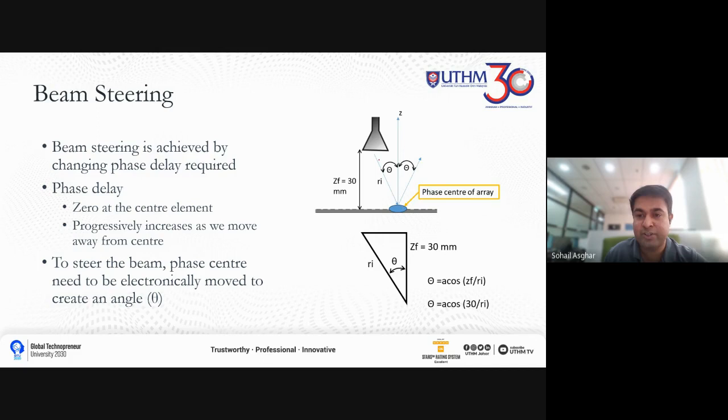So this theta will be our reflected steering angle. Here, this is the reflected angle from this direction to this direction. Our reflection will also cause an angle of theta. So simply by this, we can imagine a right triangle. Here, our distance from the feed antenna to the array is 30 millimeter. To calculate this angle, we will need to divide ZF, the distance from the normal to the surface of the antenna and the horn antenna, by the distance from the horn antenna to the phase center of the array. In this case, we can calculate the theta angle, which will cause the beam to be steered to the angle theta.